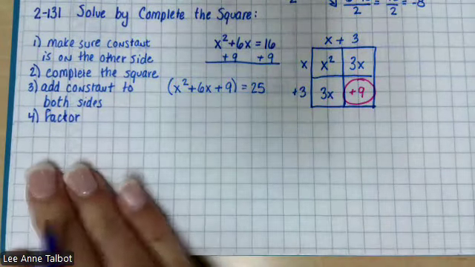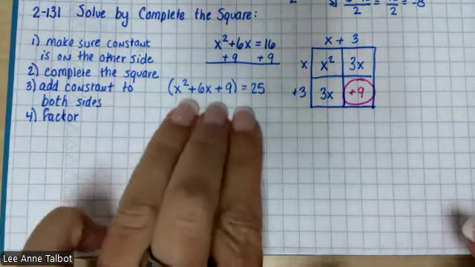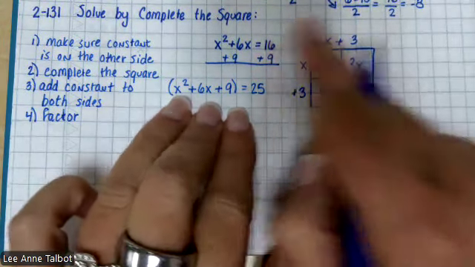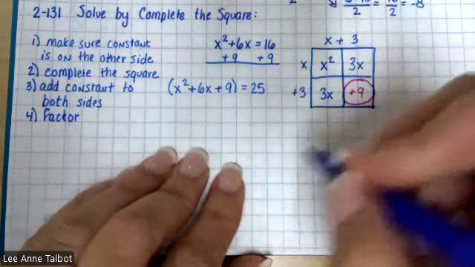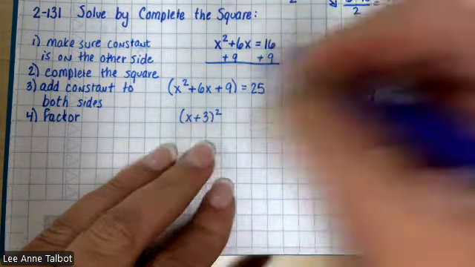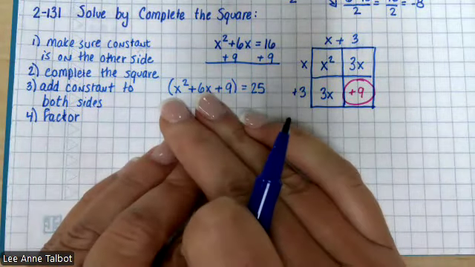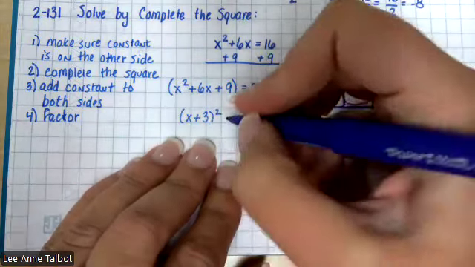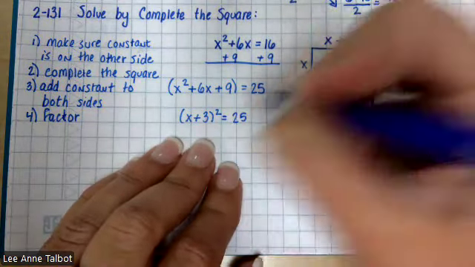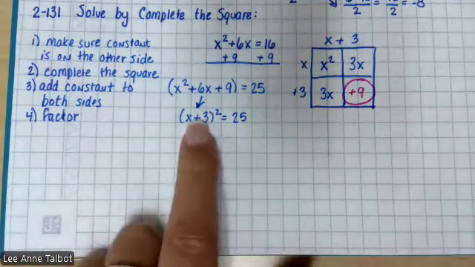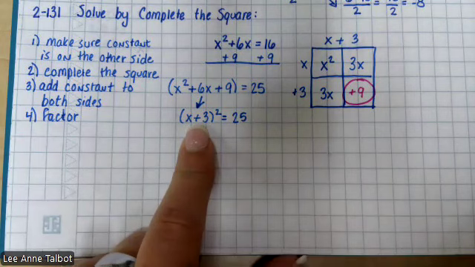Okay, step 4 is to factor. So you would have to diamond and box this, except for that we already did it. X squared plus 6x plus 9 is x plus 3 squared. Because we did the diamond and box already over here. Do you see that you can find this on the outsides of the box?